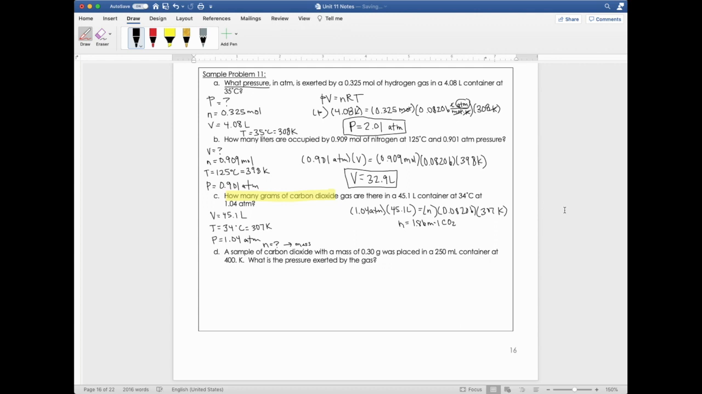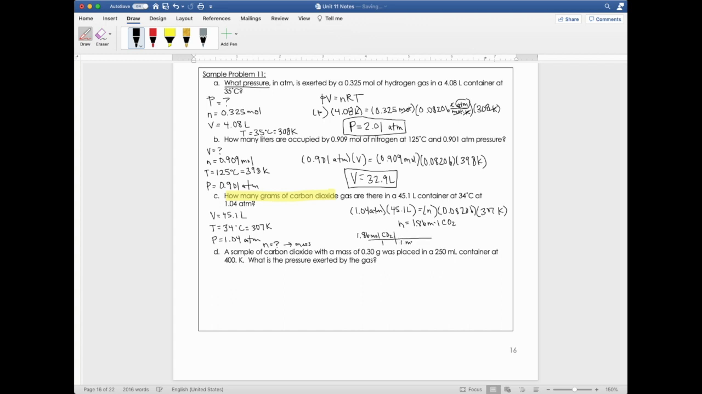The question is not asking for how many moles of carbon dioxide. It's asking for how many grams of carbon dioxide are there. So once we get the number of moles, really relates everything to everything else in chemistry. So let's just do a really simple mole conversion. Moles of CO2.